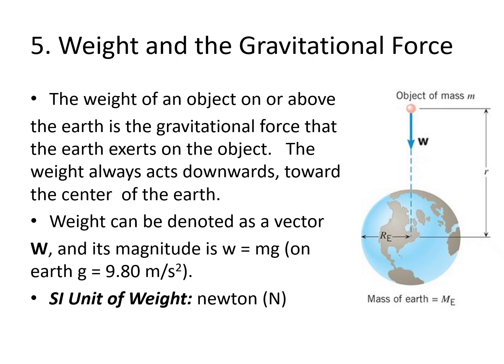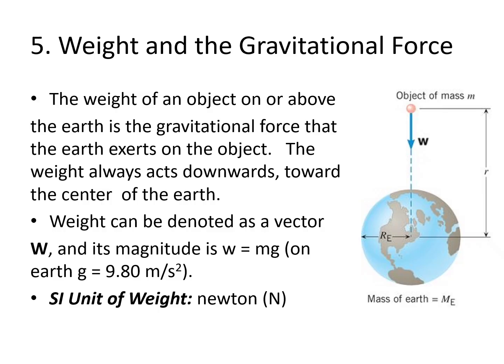Weight is the gravitational force that Earth exerts on an object. This means weight is not the same thing as mass. Mass is an inherent property of an object and is measured in kilograms. Weight is a force and is measured in newtons. Near the surface of Earth, the weight of an object always acts downward, toward the center of the Earth.